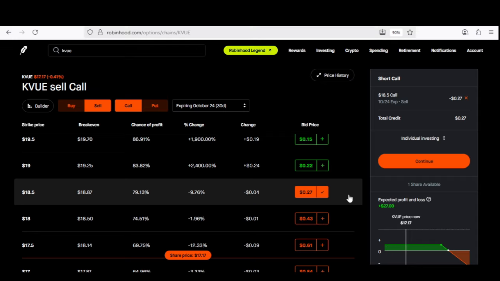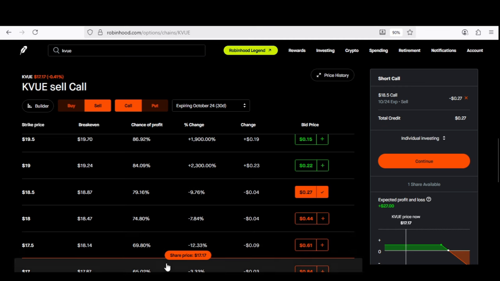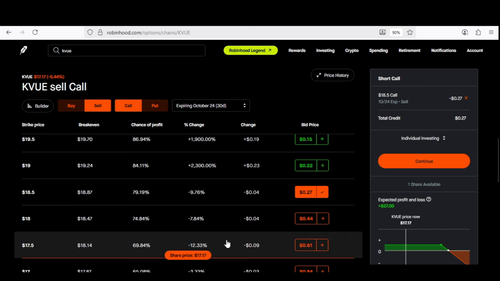Now, what we're going to do, we're going to look for our ROI. Now, our ROI is going to be a lot different because now, once again, we're going to be using the shares as collateral. So we're going to divide the income we're going to be receiving, which is $27, by the current share price, because if we buy 100 shares today, this is what we're going to be paying. So we're going to divide that by 1717, and that should give us an ROI of 1.5.